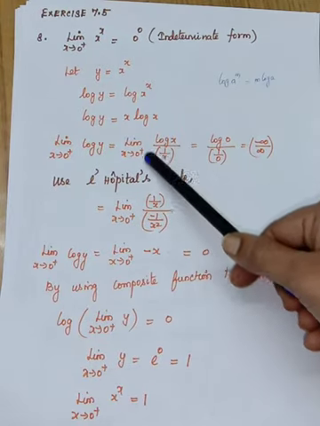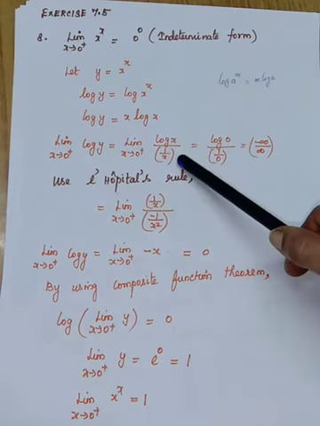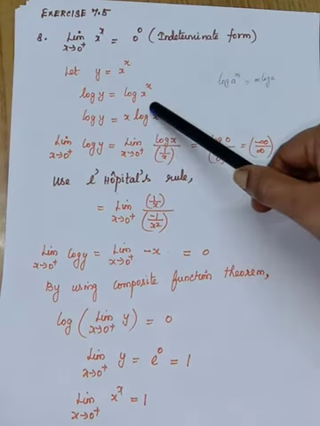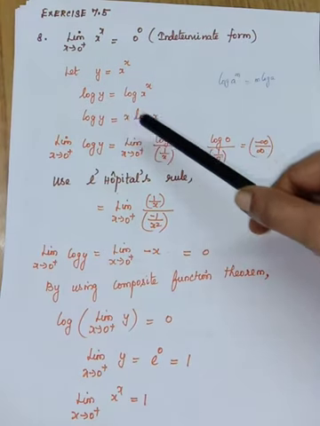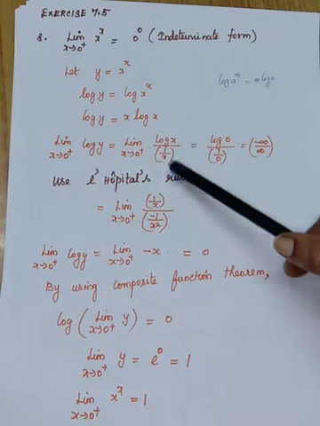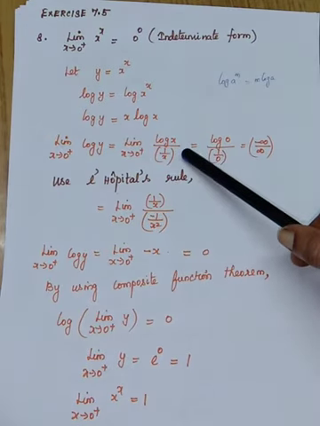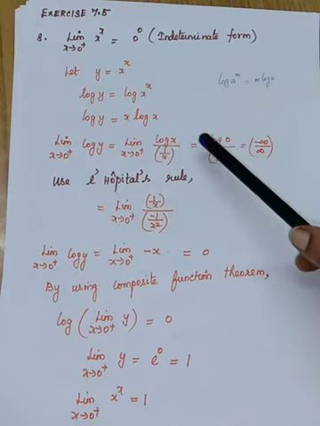you have to bring it in the form of f of x by g of x. So log x I keep in the numerator, and this x I can write as 1 by x in the denominator. Now this function is in the form of f of x by g of x. Now you apply the limit.